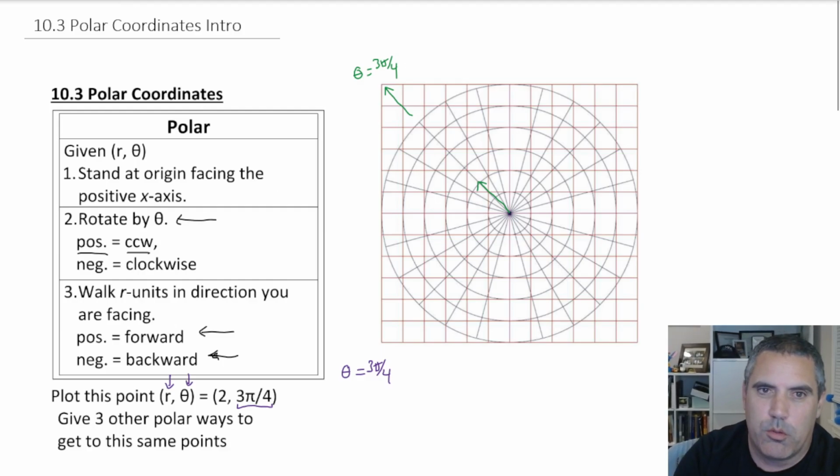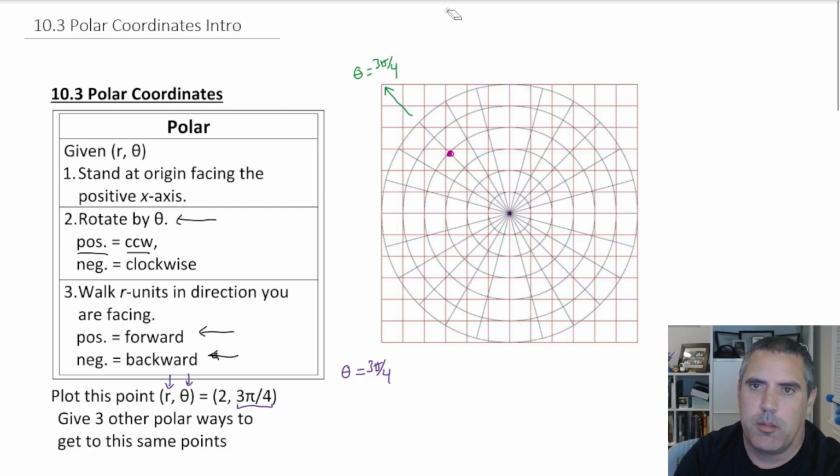And just like with normal graph paper, you get to choose how you want to label things. Let's call this 1, this 2, and this 3. It's like a radar screen. So that would be right there is that point. You can get to that point in many other ways.